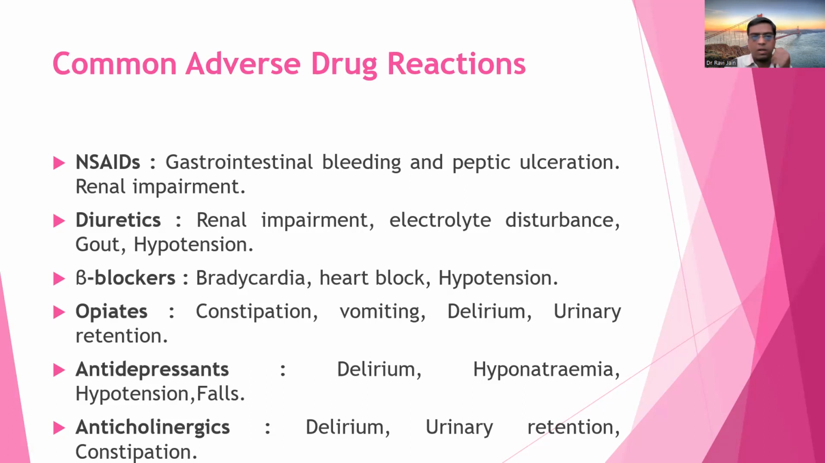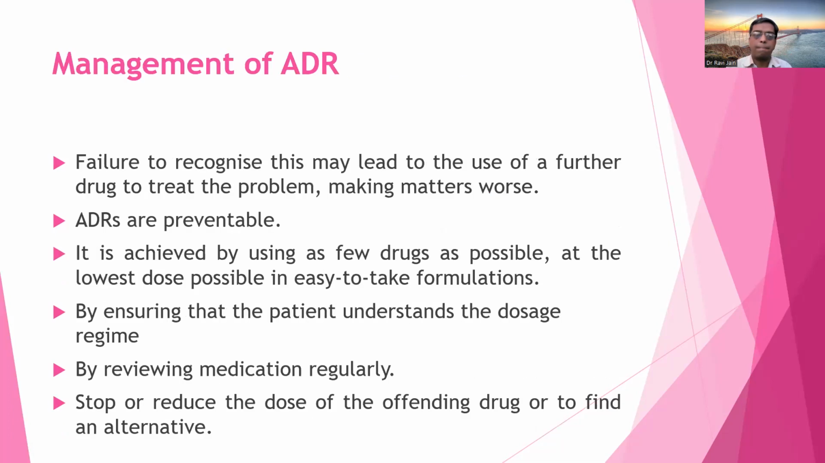So the common adverse drug reactions of NSAIDs are GI bleeding and peptic ulceration with renal impairment. Diuretics cause renal impairment, electrolyte disturbance, and gout with hypotension. Beta blockers cause bradycardia, heart block, and hypotension. Opiates cause constipation, vomiting, delirium, and urinary retention. Antidepressants cause delirium, hyponatremia, hypotension, and falls. And anticholinergics cause delirium, urinary retention, and constipation.